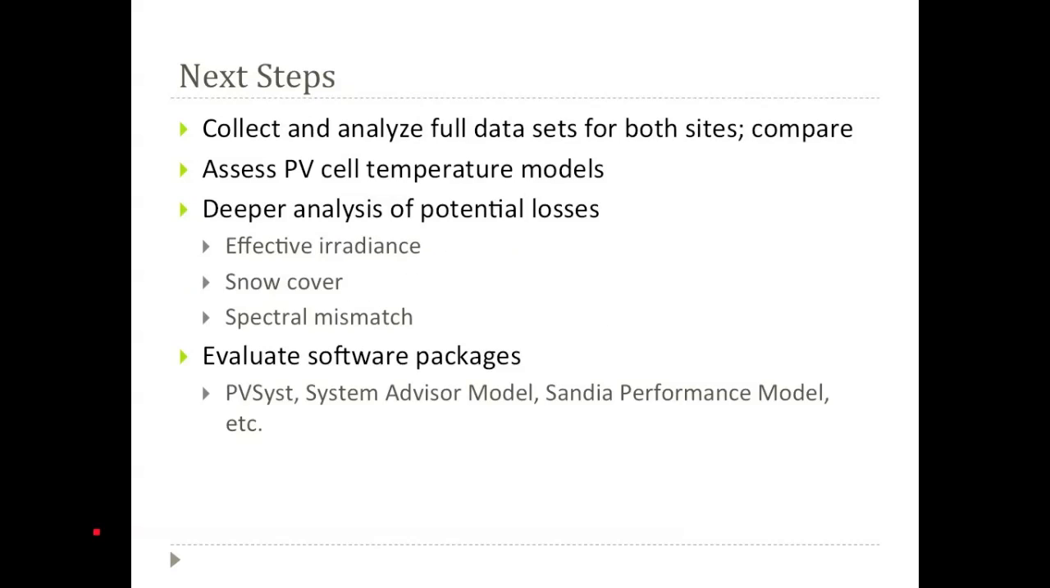So for the next steps, we're going to get our full year of data probably sometime this fall. We'll have it, and then we can really compare between the 2 sites, figure out why there's a difference, and get our results put together. We'd like to assess PV cell temperature models. So the PV performance models that we showed here were based on the actual temperature of the modules themselves. We don't want to have to rely on that in terms of the modeling effort, so we'll test PV cell temperature models, and then a deeper analysis of other irradiance losses. So the effective irradiance, spectral mismatch, and snow cover in greater depth.